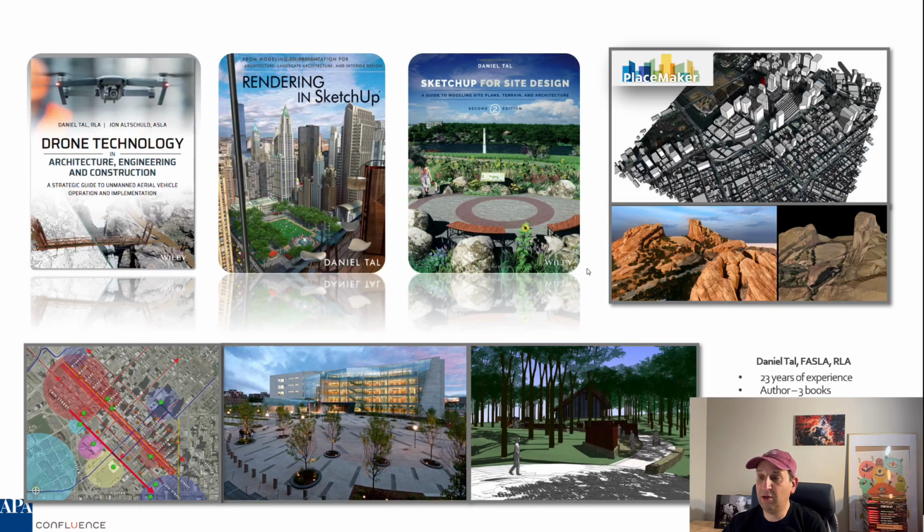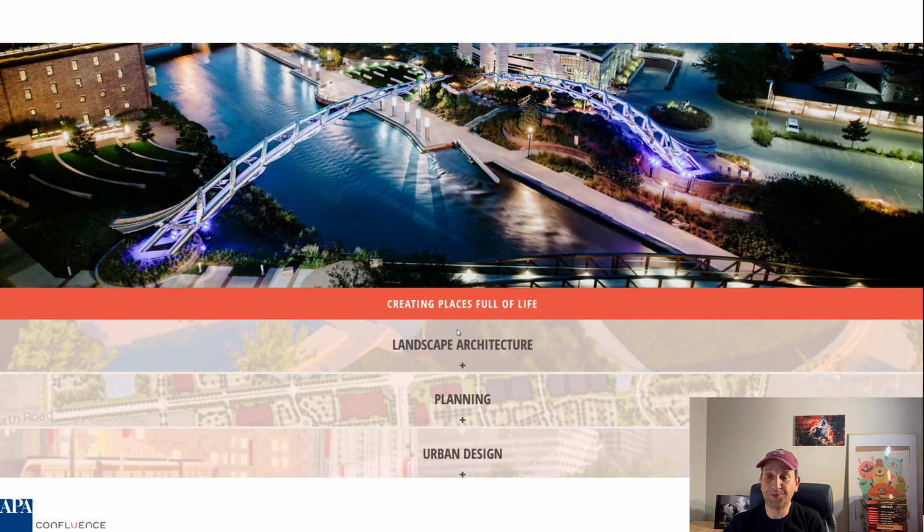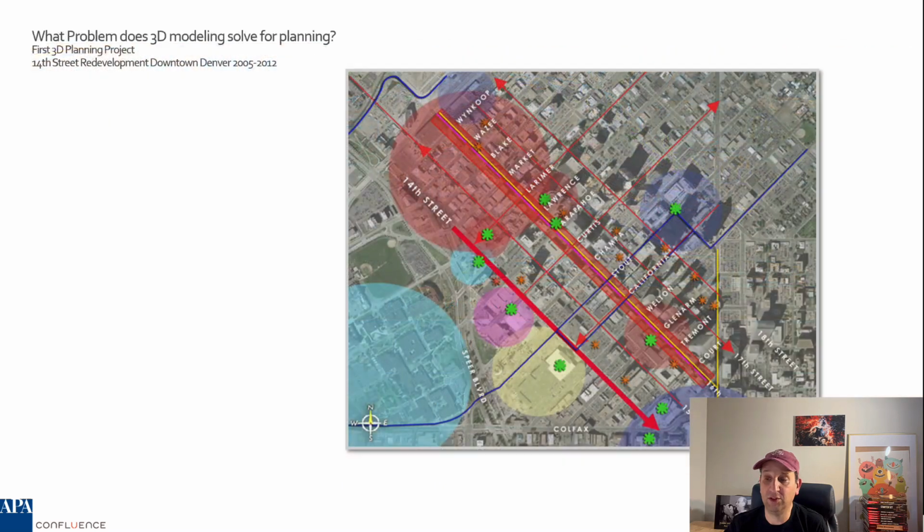A little bit about myself. I've been working in the AEC industry for 23 years. I'm a fellow of the American Society of Landscape Architects. I've published books on rendering and modeling and drones, and I also do planning and architectural work. And I'm a professional presenter, and I also develop software on the side for what I need to get accomplished, including Placemaker. I currently am the digital studio manager for Confluence Landscape Architecture. We have 9 offices, and some of the work you're going to see is from that office as well.